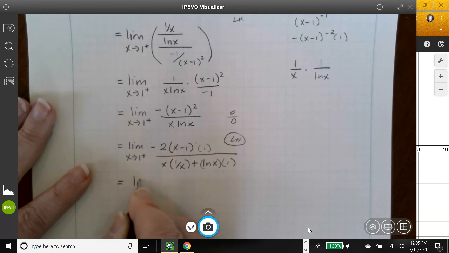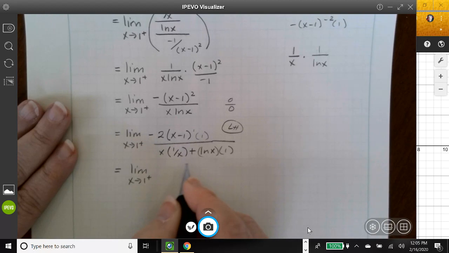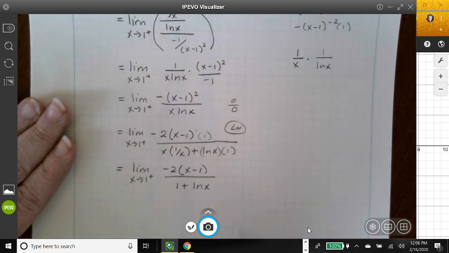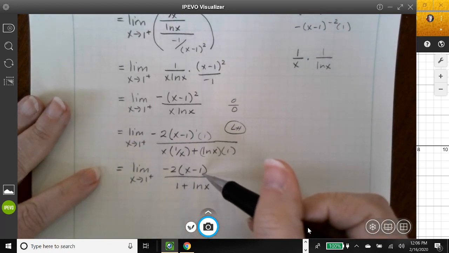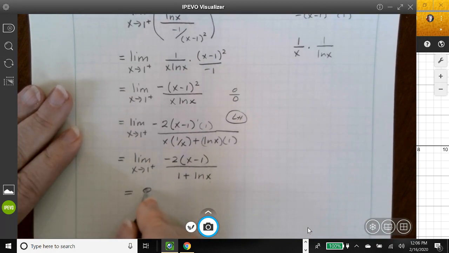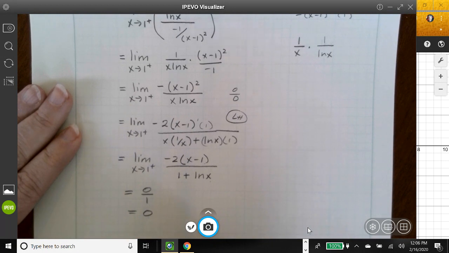So we get the limit as x approaches 1 from the plus side of negative 2 times x minus 1 over 1 plus the natural log of x. Well, the good news is that the numerator is 0, but the denominator is 1. So this equals 0 over 1, which is equal to 0.